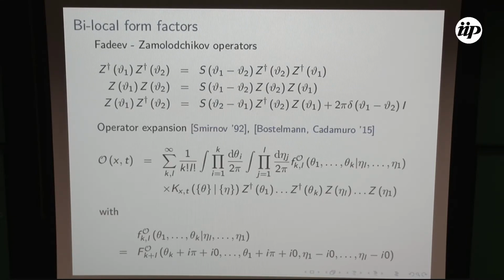So what we did for the first calculation was to brute force calculate these bilocal form factors. For that, you can take the Fourier operator algebra. It formulates this: if you exchange two creation operators, you have the scattering and all the other factors. Using these operators, you can expand any local operator in the basis of these creation operators.